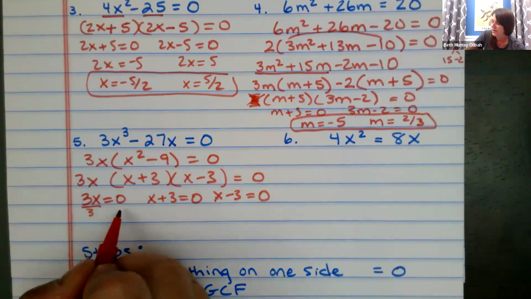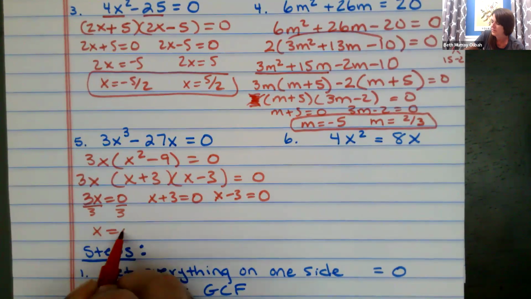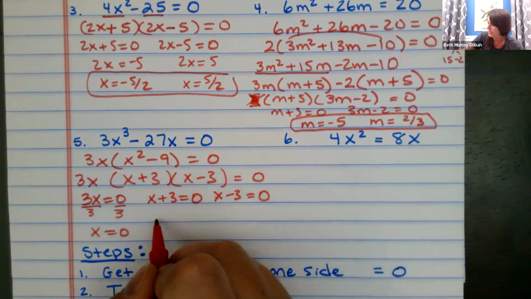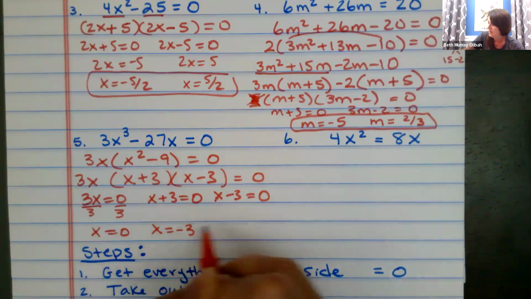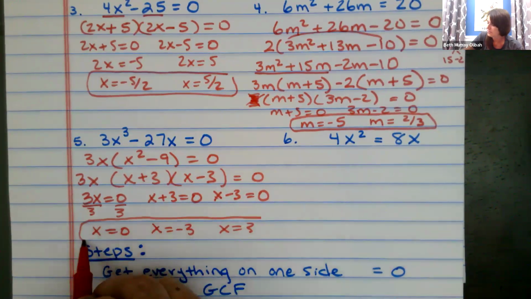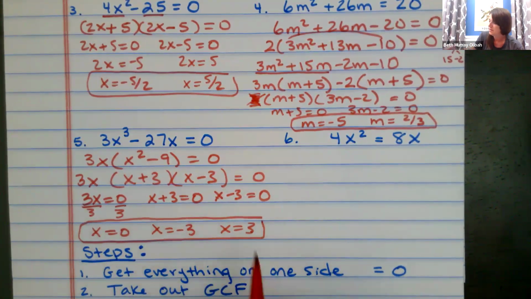In this one, I would divide by 3, which gives me 0 as my answer, which is fine. Here, I would subtract 3. Here, I would add 3. So we ended up with 3 zeros, or x-intercepts, in this one.